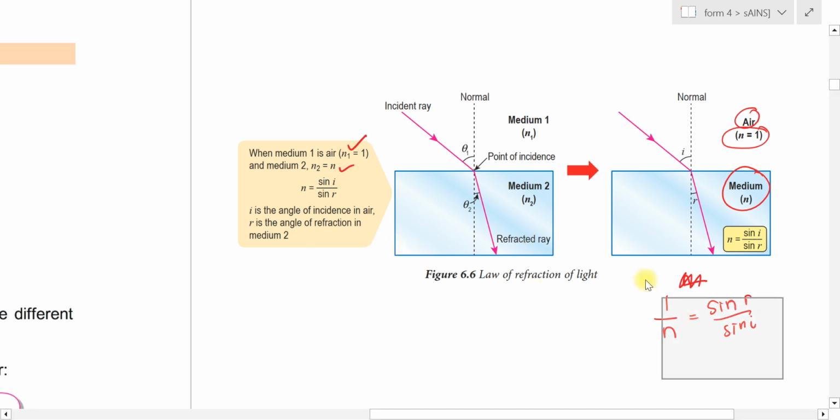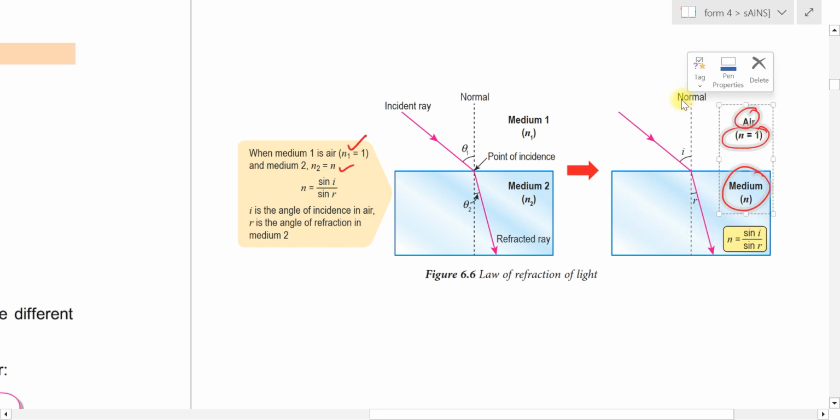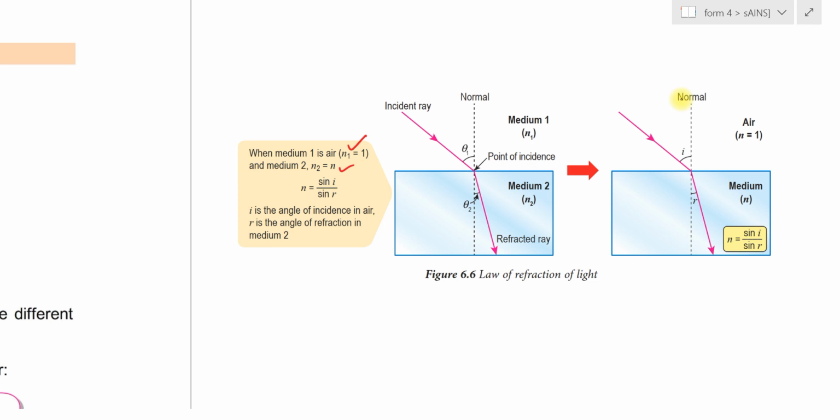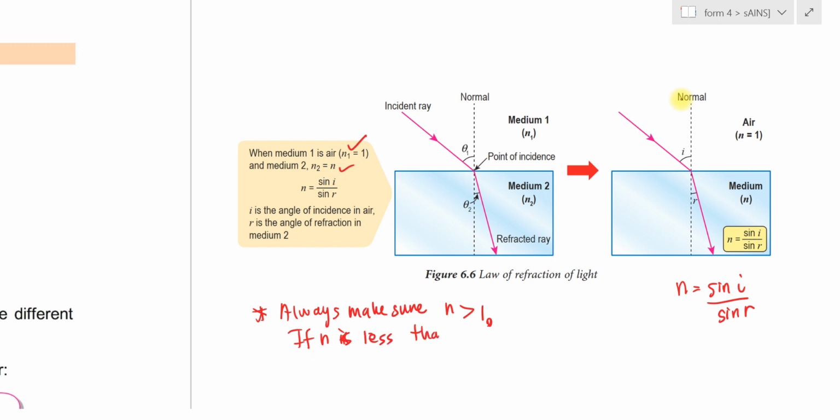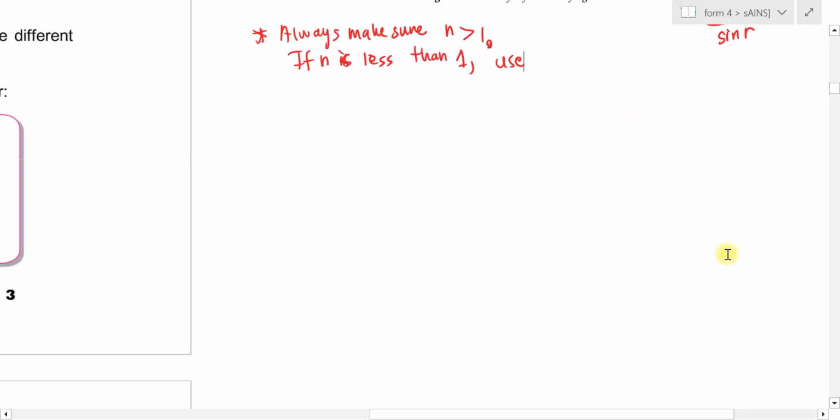Okay, we don't want to derive this formula; we go straight to the matter. Remember we have another formula: N equals sine I over sine R. If we use this formula, one more thing that the textbook doesn't state, so note it down: always make sure N is greater than 1. If N is less than 1, we have one more law.